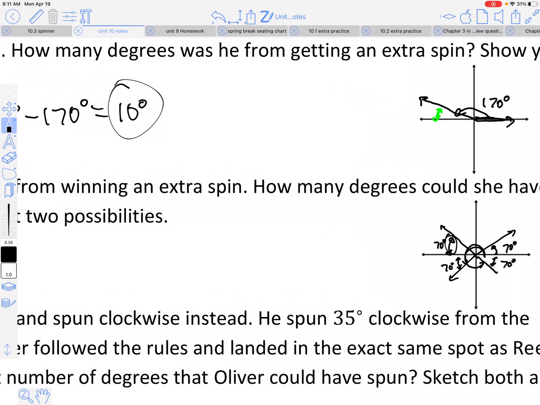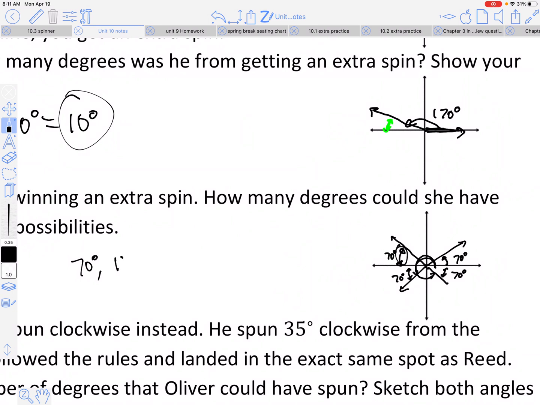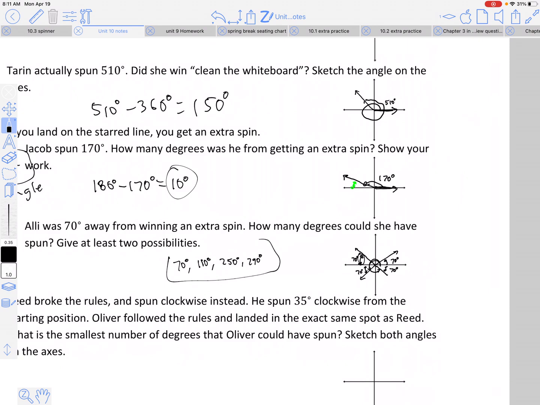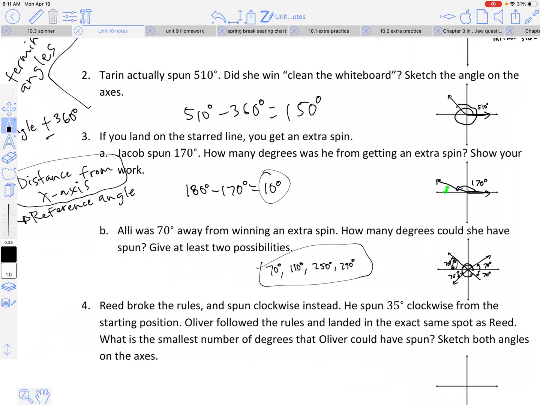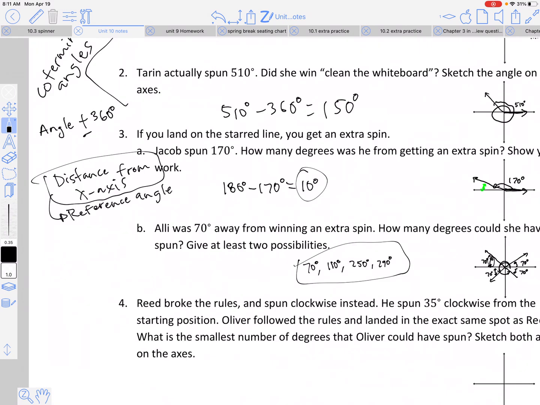Okay, so what are those? Well, obviously we have 70 degrees. And then 180 minus 70 gives us 110. And then 180 plus 70 gives us 250. And then 360 minus 70 gives us 290 degrees. So these are all the angles, and then you can see their reference angles there, okay? So number 3, reference angles. Number 1 and 2, coterminal.